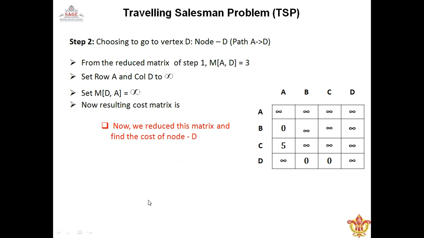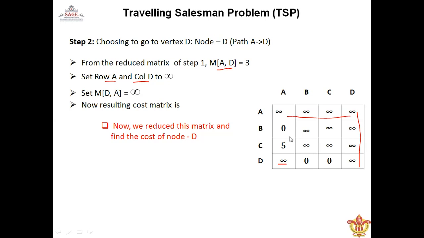Good. Now again we'll have to choose the vertex D, node D, that is. Again we'll have to calculate the value of AD. We'll have to make row and column D infinity. We have made this one. Column A and row A and column D to infinity, and DA to infinity is given there. So we are left with these elements.